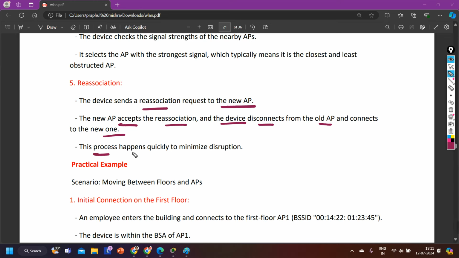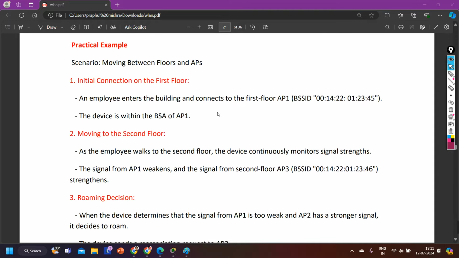This process happens quickly to minimize disruption, right? So this is how a client machine is going to shift from one AP to another AP.